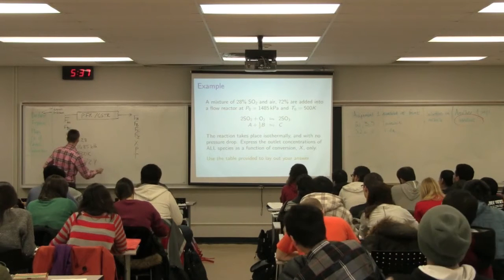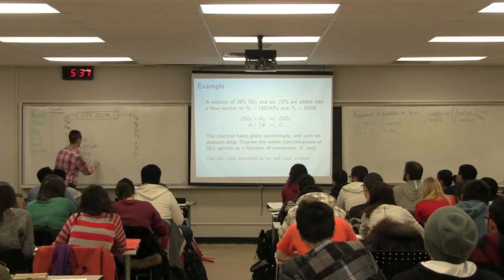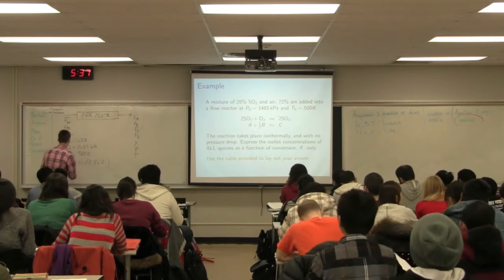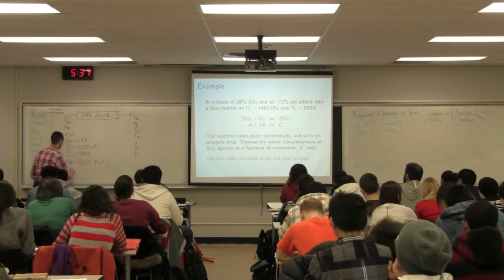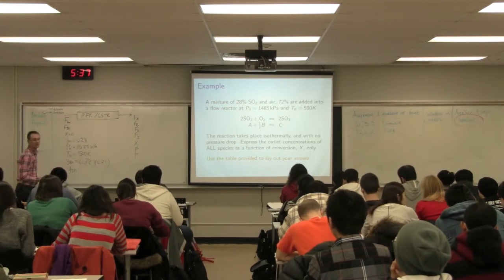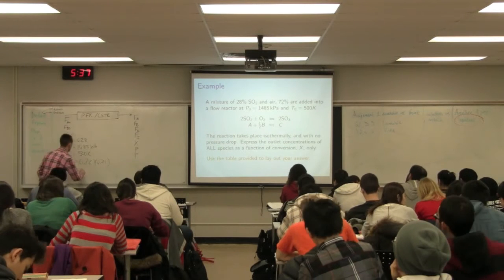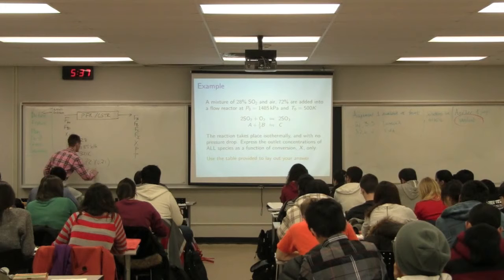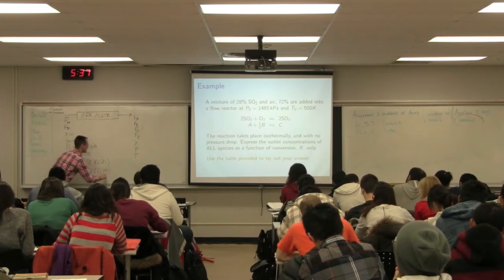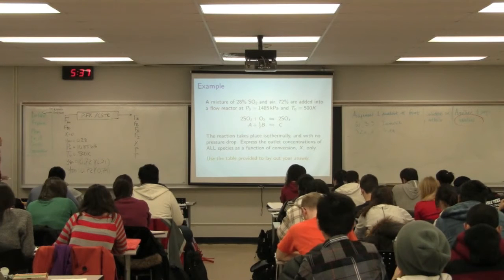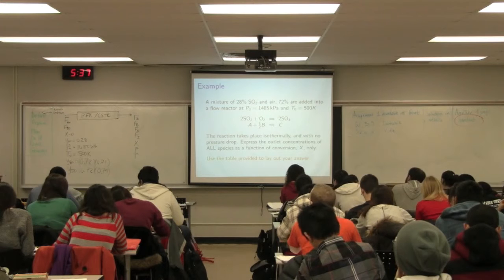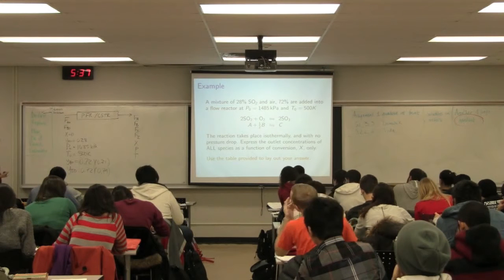What's the mole fraction of oxygen in air? 0.21. Okay, mole fraction of nitrogen, my inert, yI is 0.79. Let's assume that the rest is nitrogen. So we've got that information known.